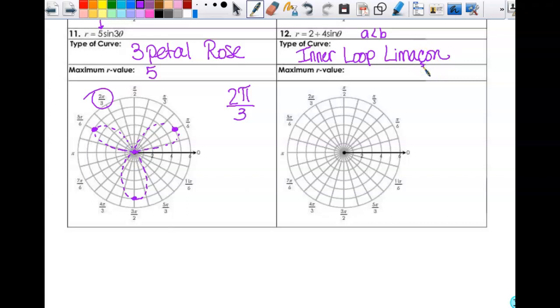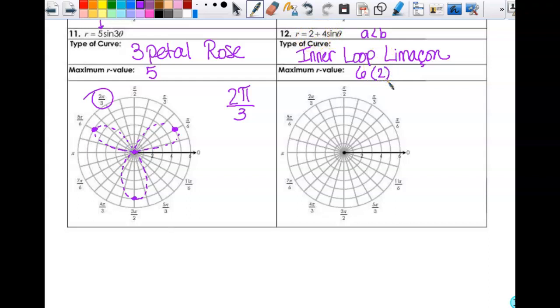So with the limaçons, except for the cardioid, I actually have two numbers. I have a maximum R value, and then I have another R value, which is my smaller one, which is important for my picture. So in this case, it would be the radius of the inner loop. So to get the big one, my maximum R value, I add 2 plus 4, so I get 6. To get the inner loop radius, then I subtract them. 4 minus 2 is 2.